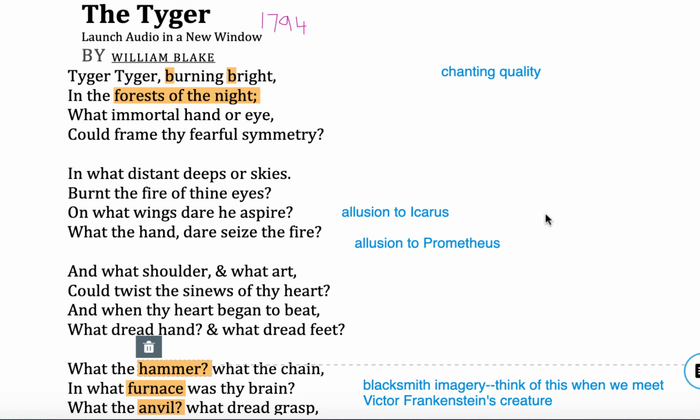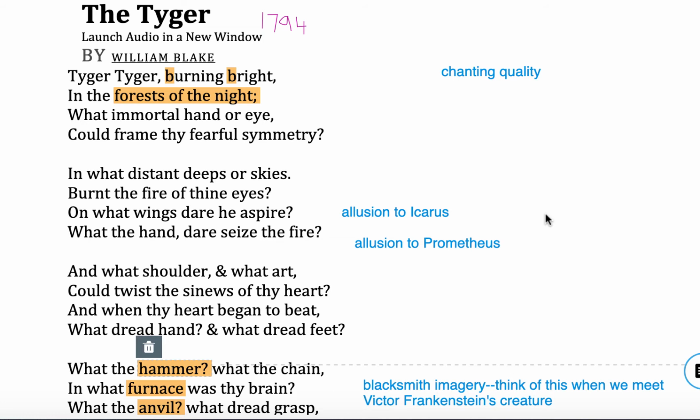And a reference to the hand seizing the fire is also pretty obviously a reference to Prometheus, who stole fire from the gods to give it to mankind. We're going to talk a lot more this semester about the Prometheus myth when we talk about Frankenstein. The subtitle of Frankenstein is actually Frankenstein, or the Modern Prometheus. So we'll talk much more about Prometheus as the semester goes. Keep in mind these two big allusions to Icarus and to Prometheus.